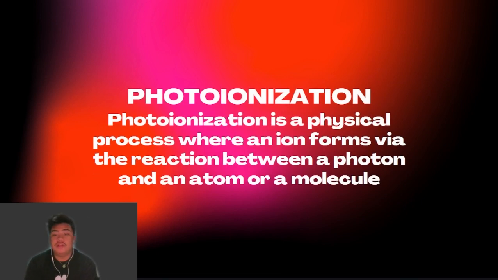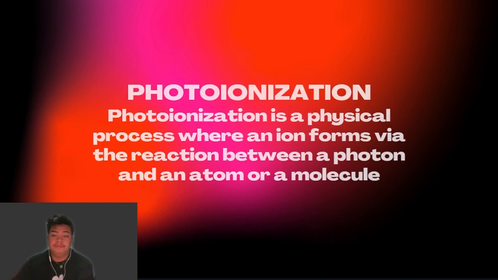Photoionization. Photoionization is a physical process where an ion forms via the reaction between a photon and an atom or a molecule. However, we cannot categorize all the interactions between photons and atoms or molecules as photoionization because some interactions result from non-ionized species. Therefore, we have to relate an interaction to the photoionization cross-section of the chemical species. Also, this photoionization cross-section depends on the energy of the photon and the properties of the chemical species undergoing the process.